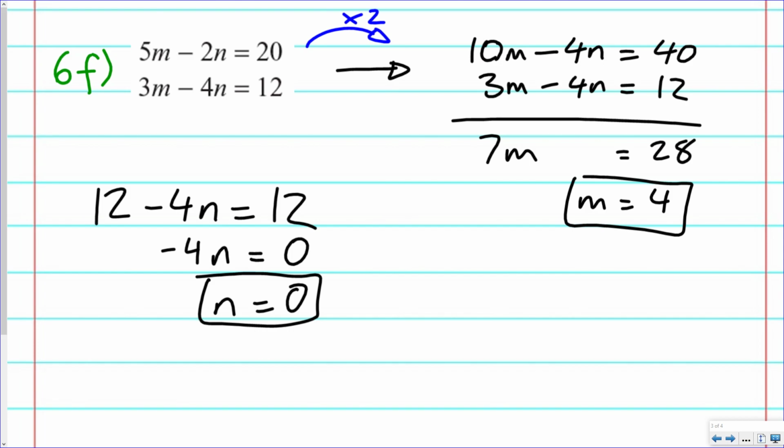By the way, a way that we can check to see if our answer is right, like I've said in the past, is substitute these two numbers, n equals 0 and m equals 4, into any one of these equations that I have along the top, and it should work. So if I substitute into the very top left one, 5m minus 2n equals 20, well 5 times 4 is 20, and then 2 times 0 is 0, so I'm basically saying 20 minus 0, which does equal 20. So because it fits that equation at the top left, that means it works.